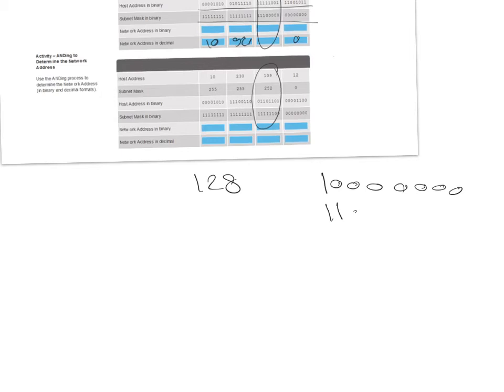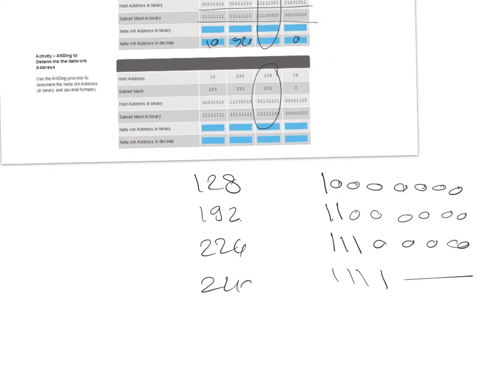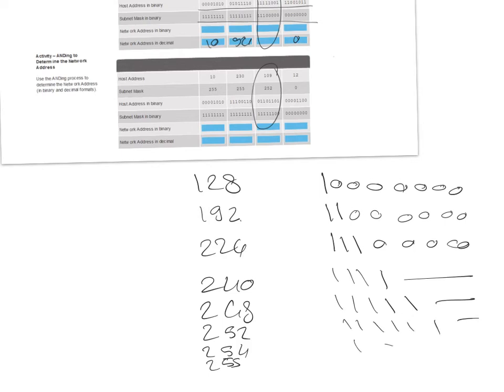If you put 1, 1, and then all zeros, this is 192. I don't have to do the conversion. 1, 1, 1, and all zeros, this is 224. And then 1, 1, 1, 1, all zeros, this is 240, and then 248, and then 252, and then 254, and of course 255. So this is 1, 1, 1, 1, 1, all zeros, 1, 1, 1, 1, 1, 1, all zeros, and so on. So you need to keep these numbers in your mind.